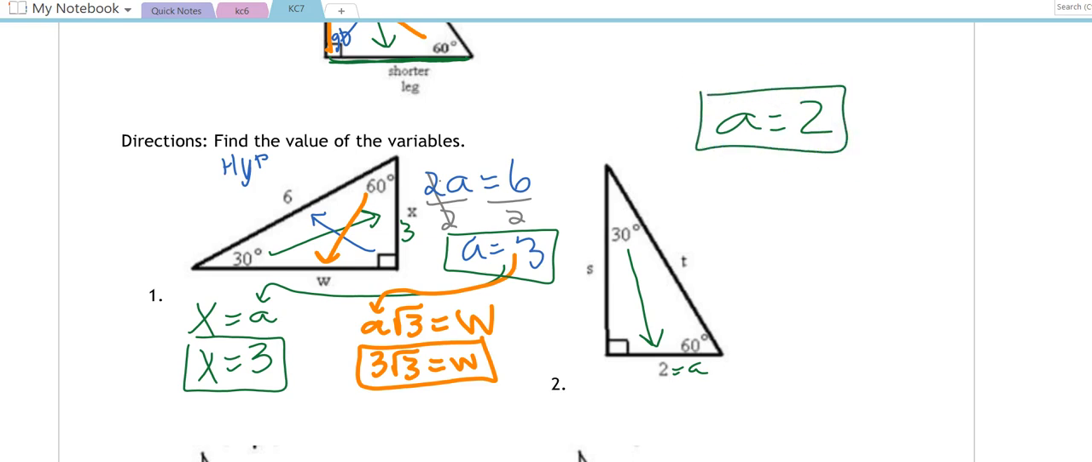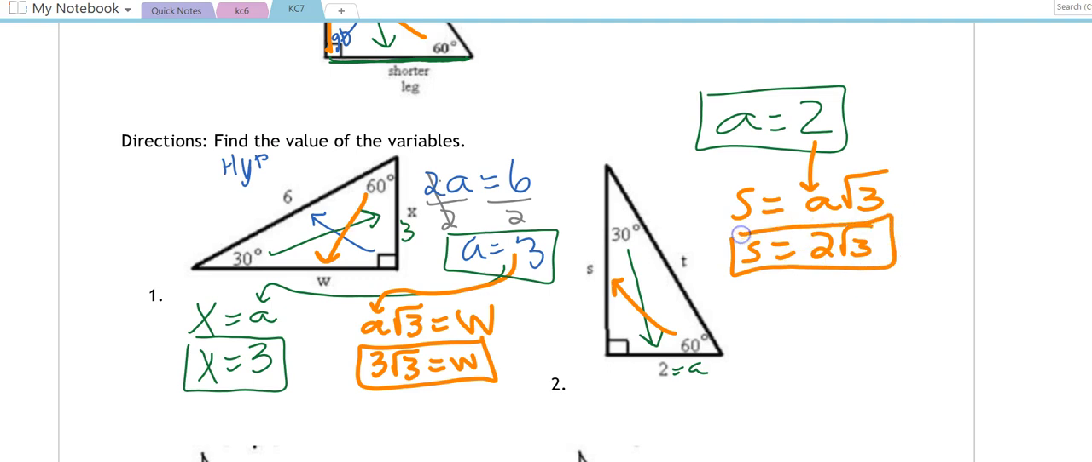Trying to figure out our other missing sides, I'm going to go ahead and find my longer side. So my longer side is across from the 60. So across from the 60, here's S. And that segment has to equal A times the square root of 3. So if I know A is 2, I'm going to go ahead and substitute that 2 in, which is going to be 2 times the square root of 3, and that's going to be my missing side for S. All right, so this would be 2 times the square root of 3.